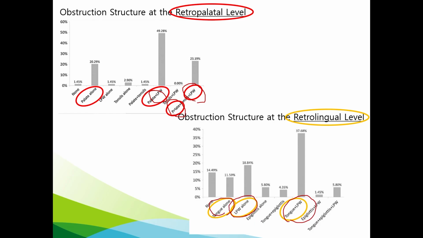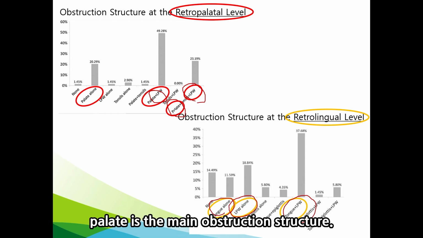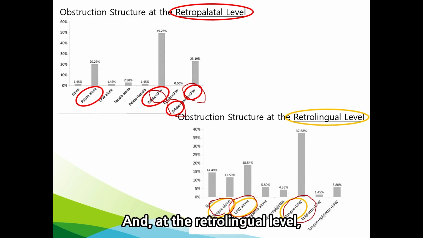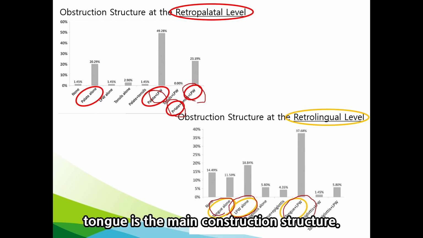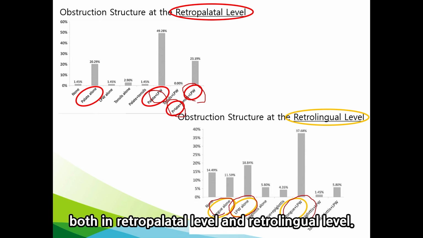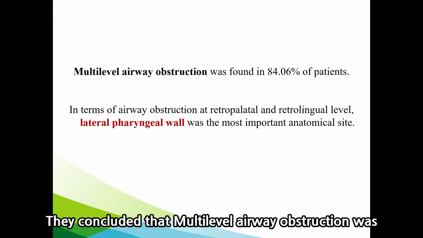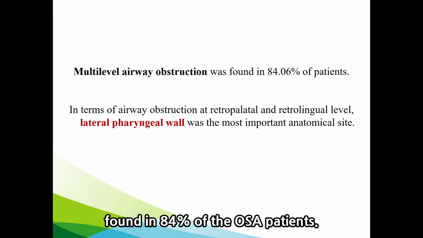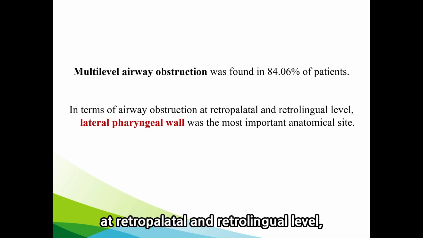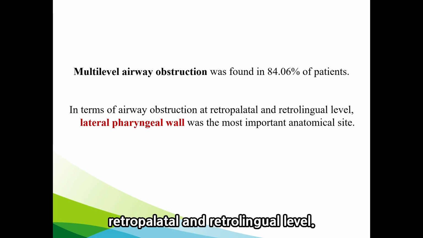So it seems that at the retropalatal level, the palate is the main obstruction structure, and at the retrolingual level, the tongue is the main obstruction structure. And lateral pharyngeal walls seem to recur at both the retropalatal and retrolingual levels. They concluded that multi-level airway obstruction was found in 84% of the OSA patients. And in terms of airway obstruction at the retropalatal and retrolingual levels, the lateral pharyngeal wall was the most important anatomical site because it can affect both levels.